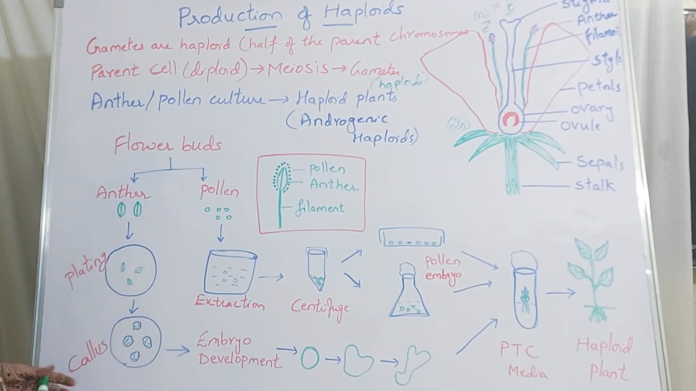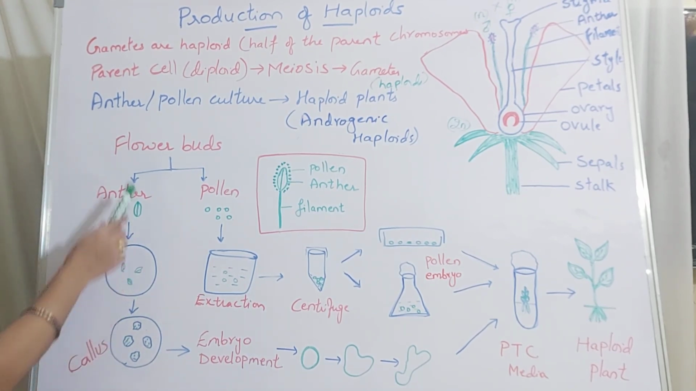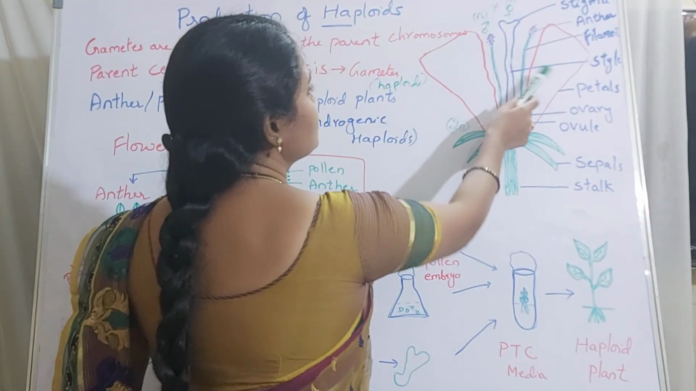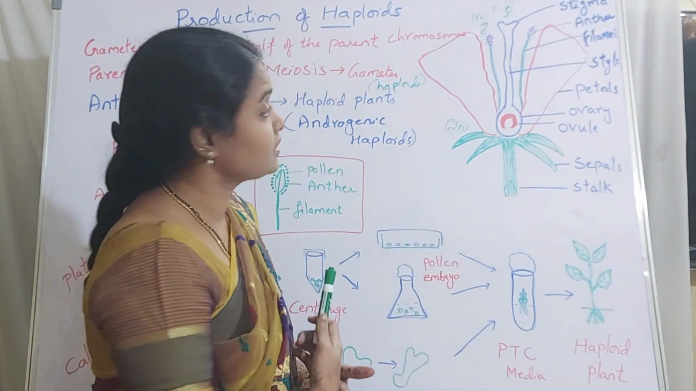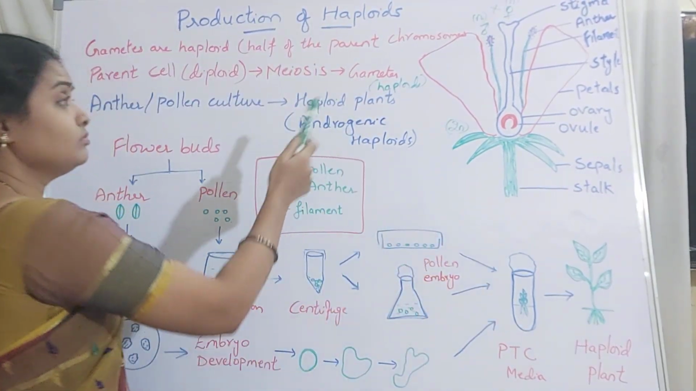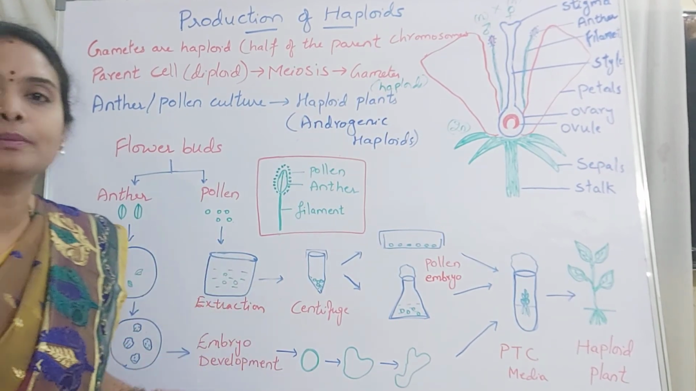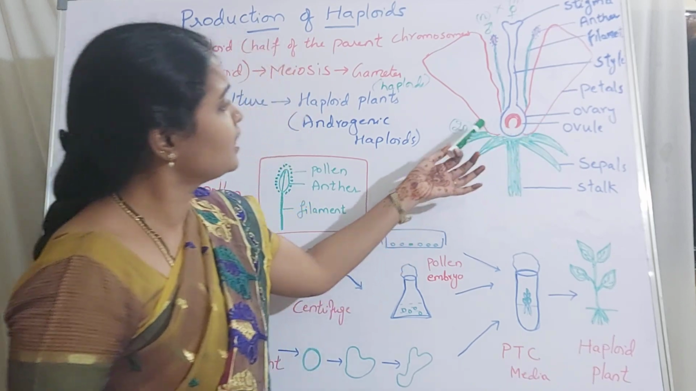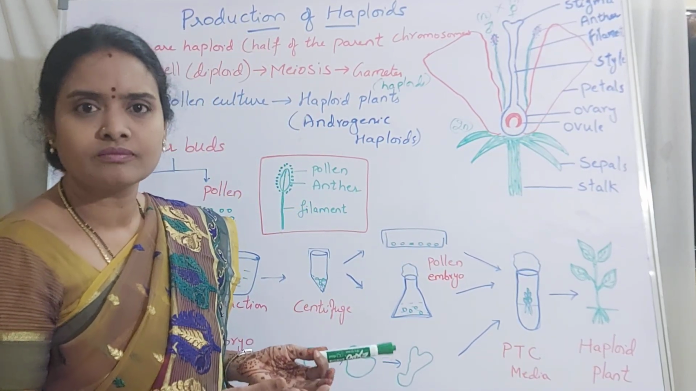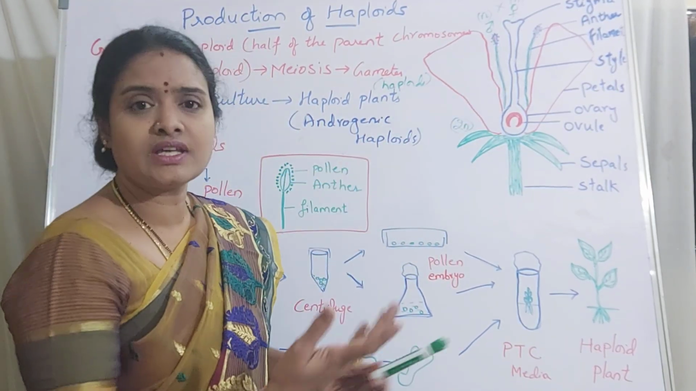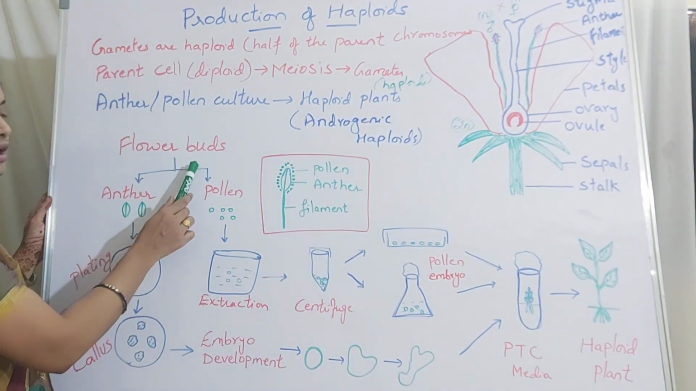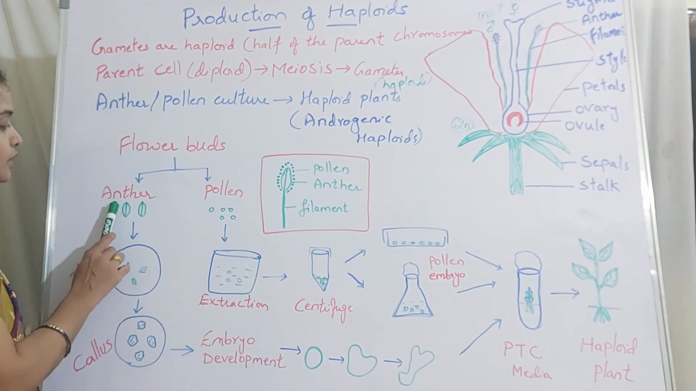Okay. So here if you go into the technique, first you are going to collect the flower buds. Here I have shown you the flower in order to show you the parts of the flower. But normally we take the closed flower bud so that there will not be any air contamination. And also, after the flower bud is opened, the anthers may lose their maturity. So we collect the flower buds and collect the anthers and allow them to mature on the media.